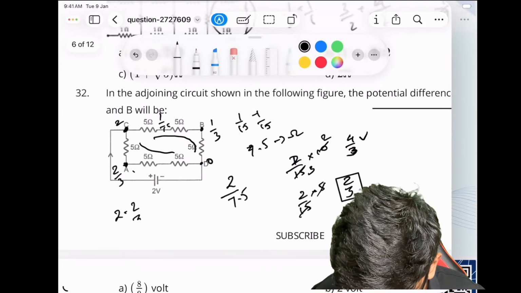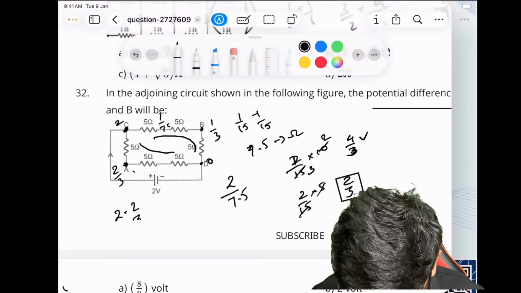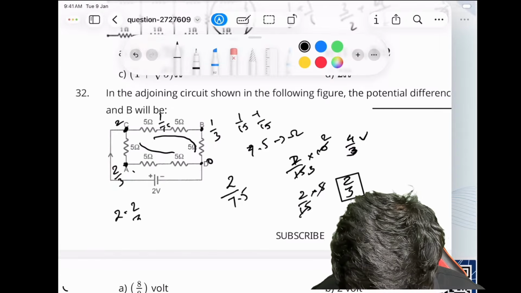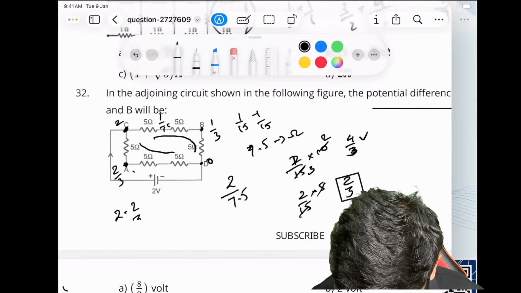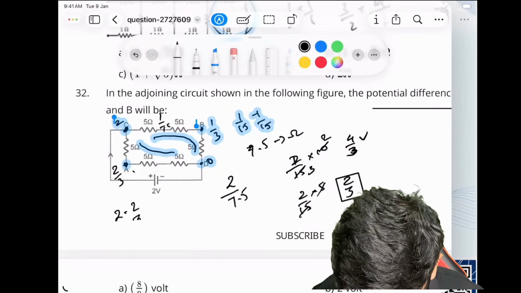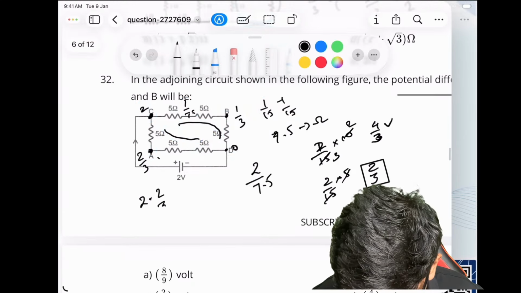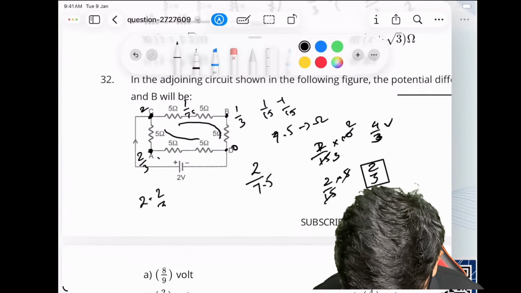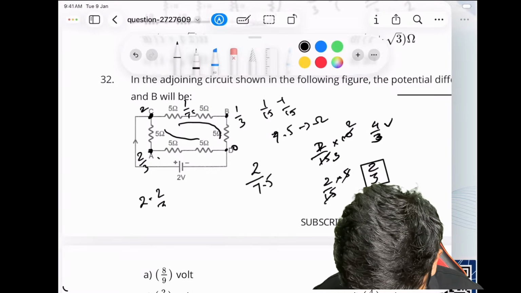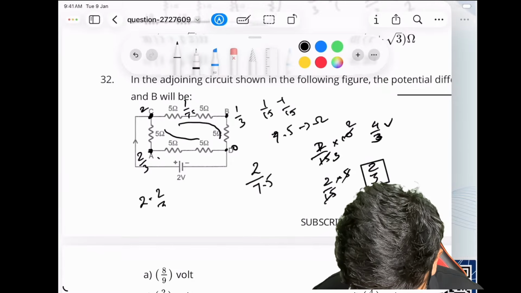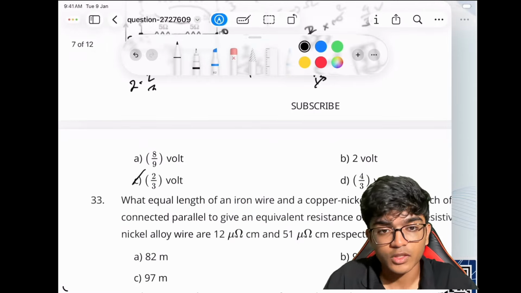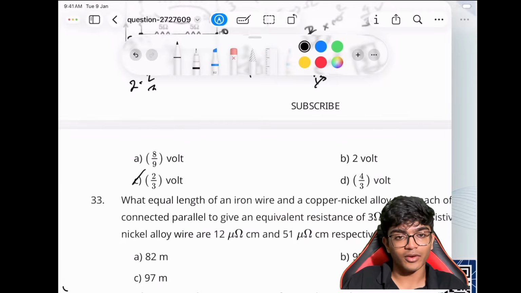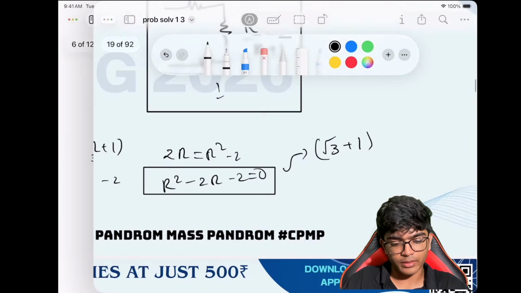Here, 2 by 15 into 10 means 4 by 3 is consumed. Okay, here the potential difference is 4 by 3 and 1 by 3. So basically it's nothing but b minus a is nothing but 2 by 3. Yeah, sorry, it's 4 by 3 and 1 by 3, which is nothing but 4 by 3 and 2 by 3. I took it wrong. So 4 by 3 minus 2 by 3 is 2 by 3.